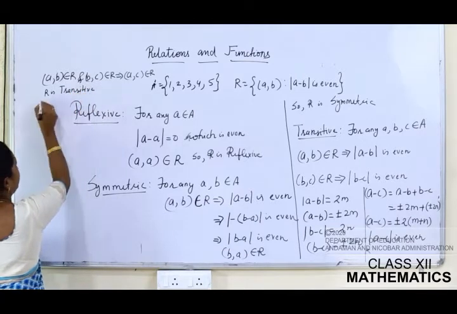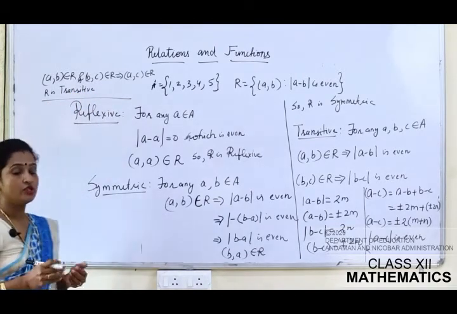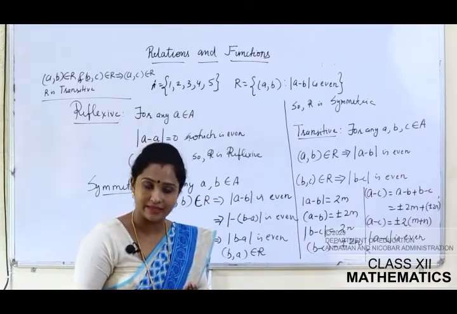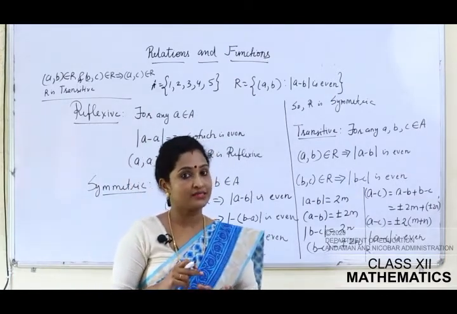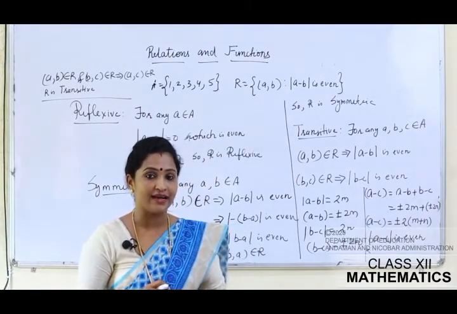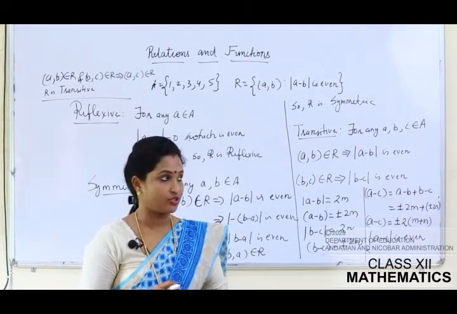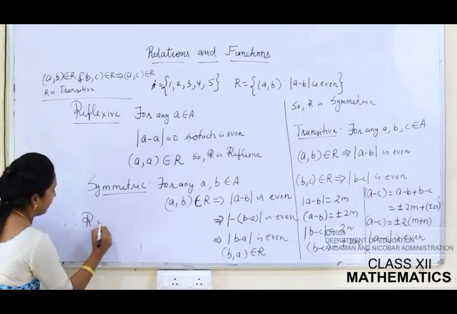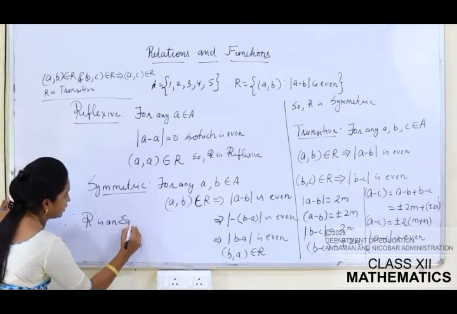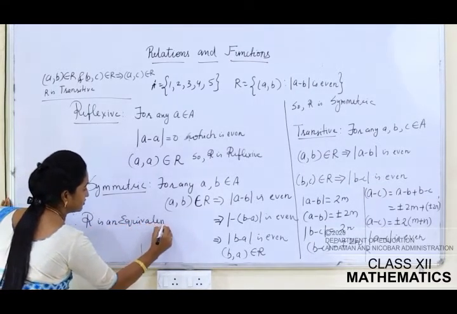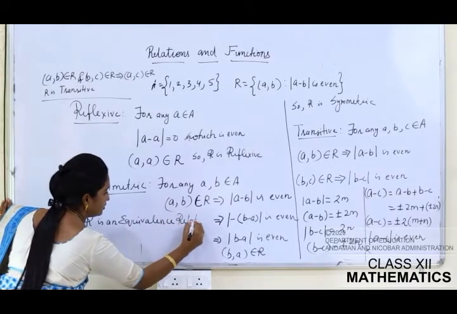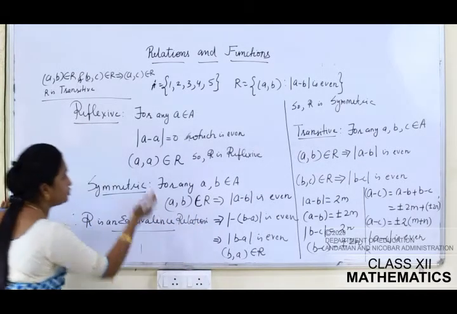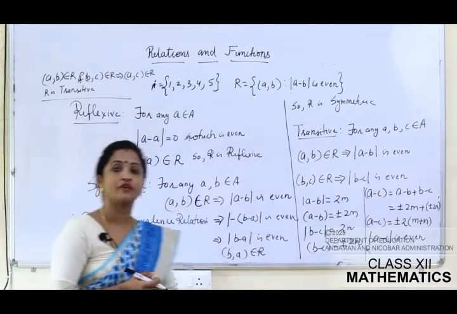Okay, you have proved that R is transitive. So you have proved R is reflexive, R is symmetric, and R is transitive. Hence you can say that R is an equivalence relation. So finally आप क्या लिखेंगे यहाँ पे? Therefore we can say that R is an equivalence relation. Okay? So this is the way you have to solve the questions of equivalence relation.